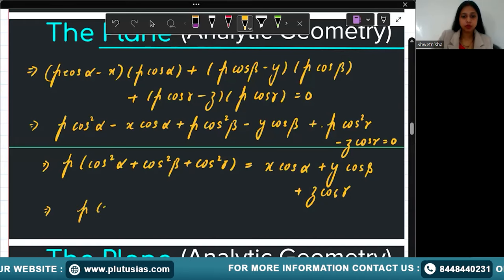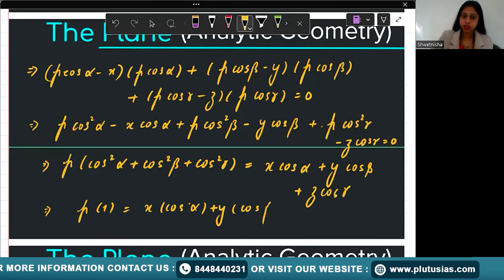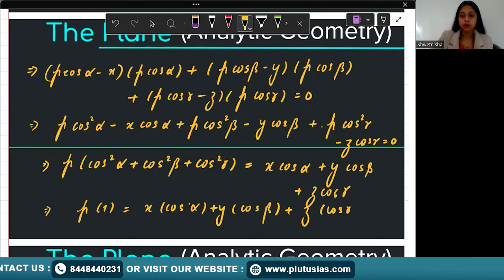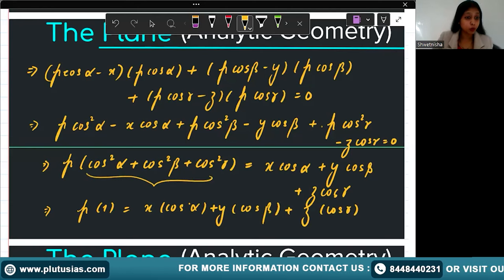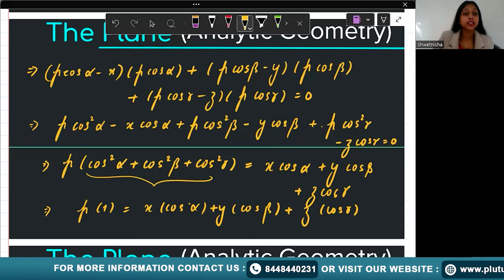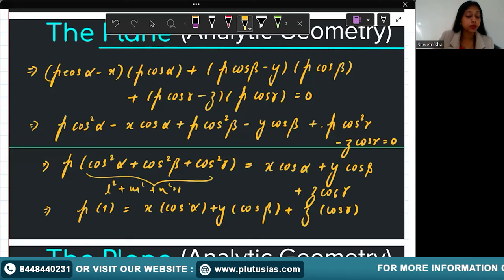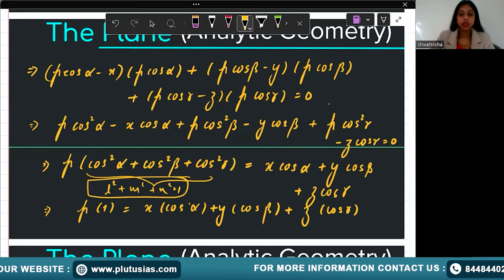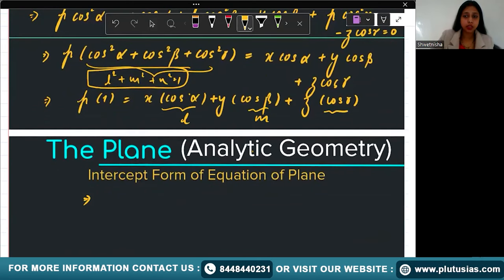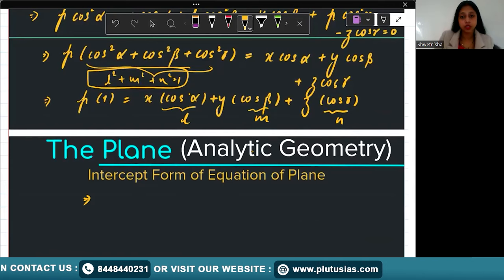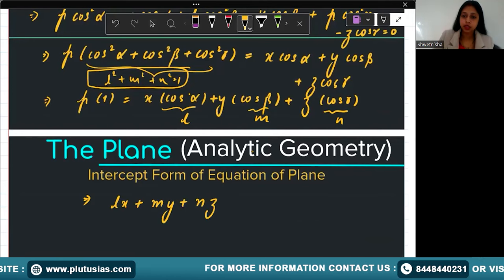And this will be p times 1, this is x cos alpha plus y cos beta plus z cos gamma. Now, why have I written this? This gives you your third box of ROBM, Revision of Basic Mathematics, which says these are called direction cosines, and the property of the direction cosines is l squared plus m squared plus n squared equals 1. That's how this comes. Usually we denote them by l, m and n. These are direction cosines of a line. So this is lx plus my plus nz equals p.